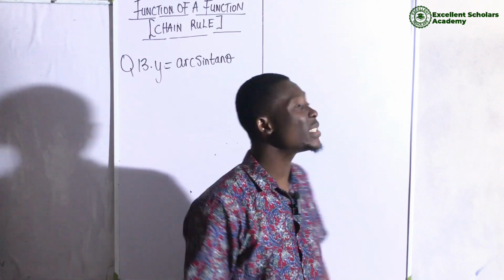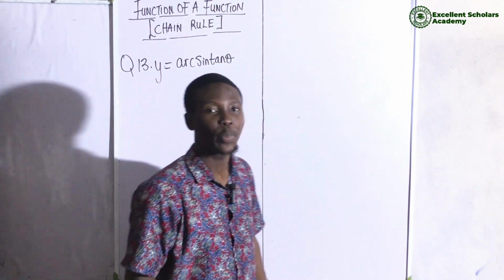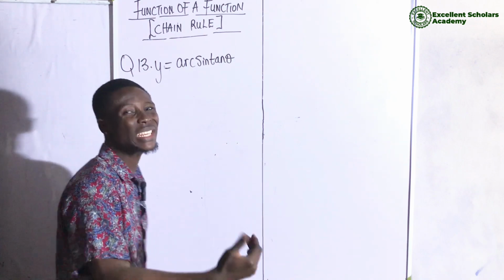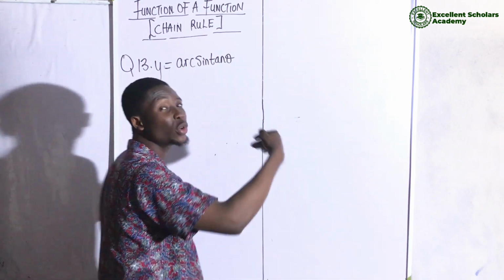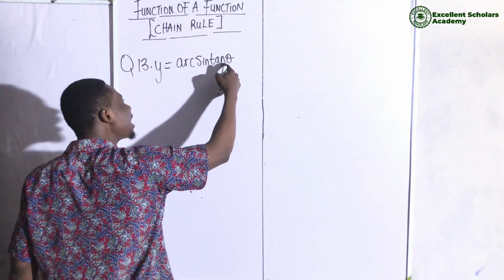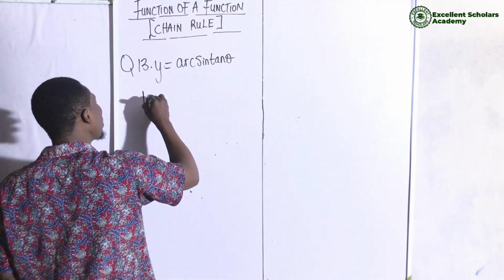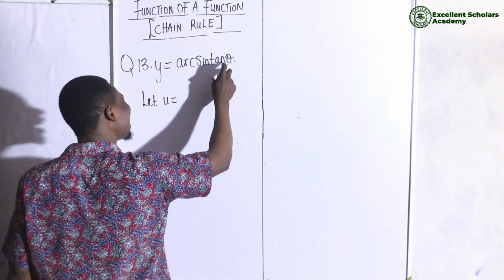Okay, so now this is the next question we're about to solve. y equals arc sine tan theta, meaning the tan theta is inside the function of arc sine. Do you understand? So now tan theta is a function inside the arc sine function. So we're going to say let u be equal to tan theta.